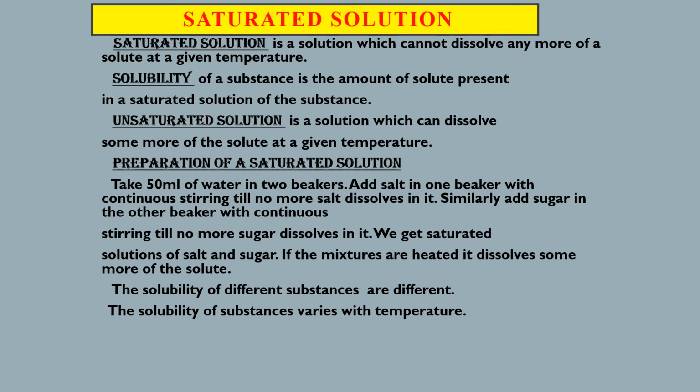Now we can make it unsaturated by heating it. If you heat it, it will dissolve some more solute in that same water. So the solubility of substances is different. The number of spoons of salt may be 5, the number of spoons of sugar may be only 3. So it depends on the substance. The content of water is the same, 50 ml, and solubility of a substance varies with the temperature.